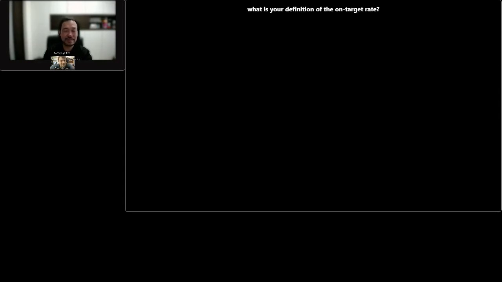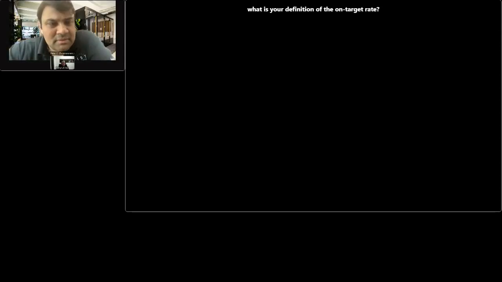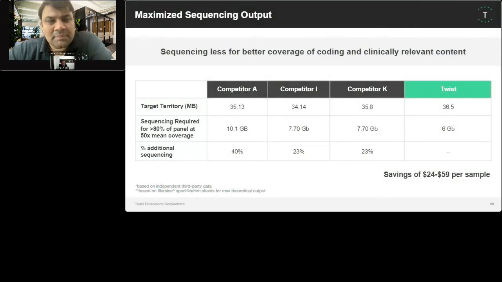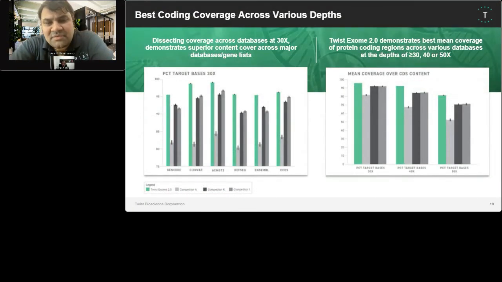The on-target rate here, I don't have a specific slide to show you, but the definition that we used is the exact definition used in the Picard metrics, which is the painted region plus padding of around 150 base pairs on either side of the painted region. That is considered the on-target region for the metrics that I've shown you.